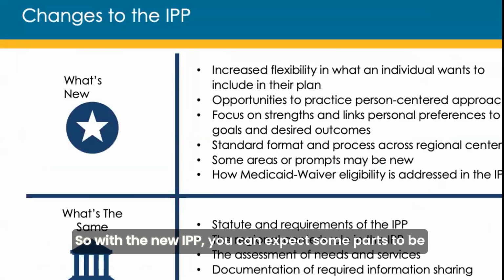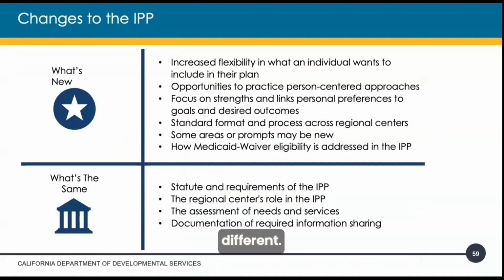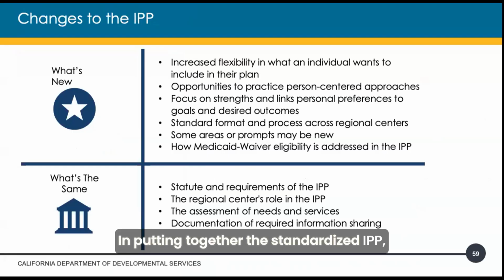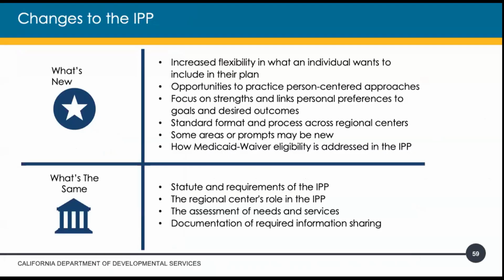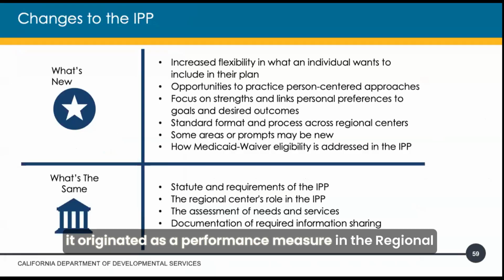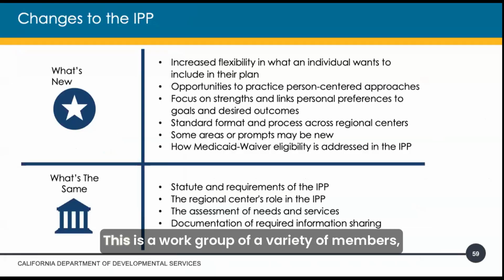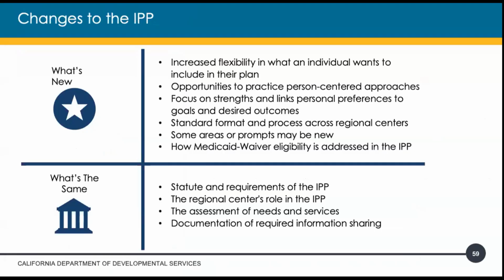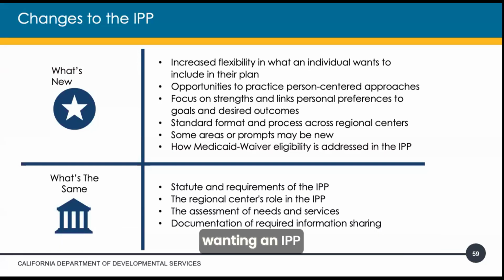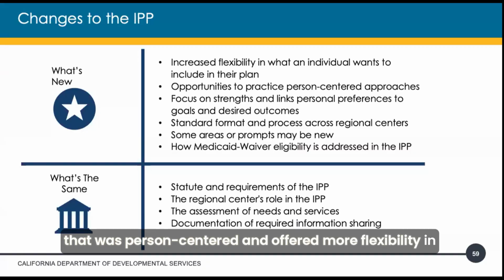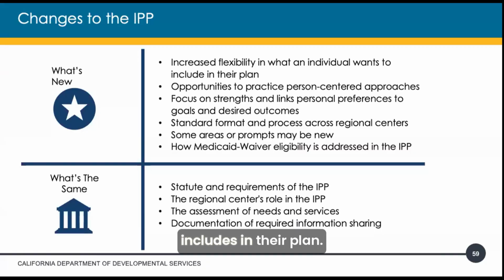So with the new IPP, you can expect some parts to be different than before. In putting together the standardized IPP, the original idea to standardize the IPP originated as a performance measure in the Regional Center Performance Measures Work Group. This is a work group of a variety of members, which include individuals, families, advocates, looking at regional center performance. And one of the things that group really emphasized was wanting an IPP that was person-centered and offered more flexibility in what an individual includes in their plan.